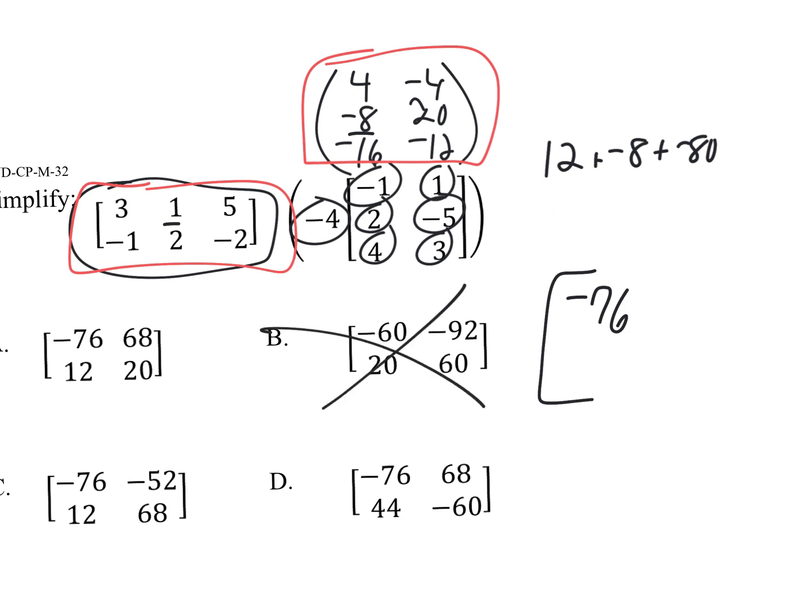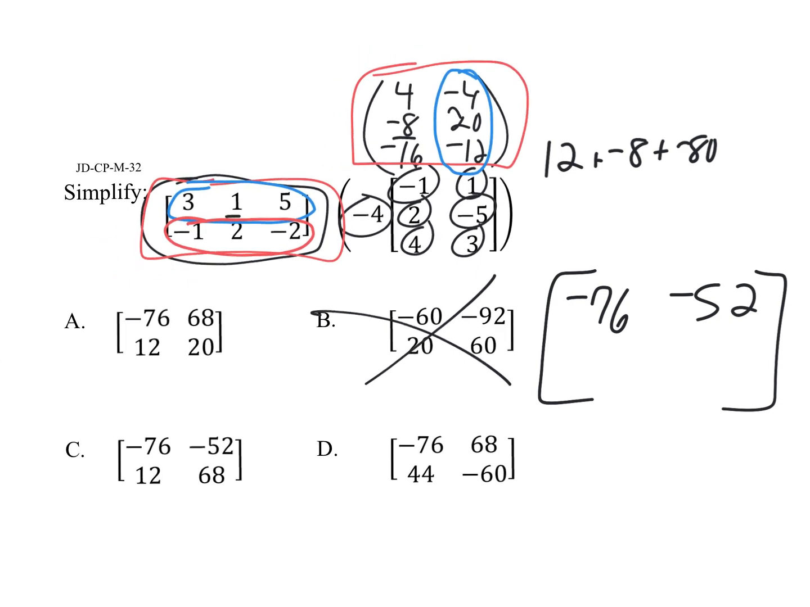And then we're looking at now multiplying the top row by this right column. So 3 times negative 4 plus 1 times 20 plus 5 times negative 12. If you work that out, it's going to be negative 52. And we still have more work to do because we would still have to do the second row to both of those columns, but there's only one answer choice that has those two numbers in it. So we're really done at this point. It's going to be answer choice C.